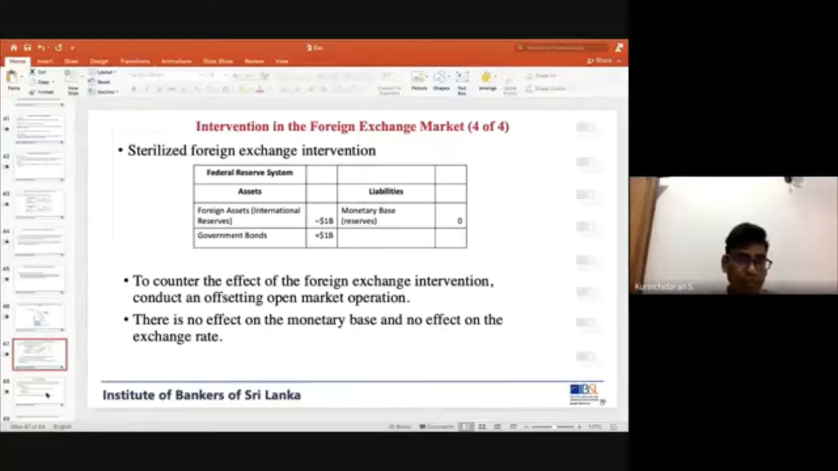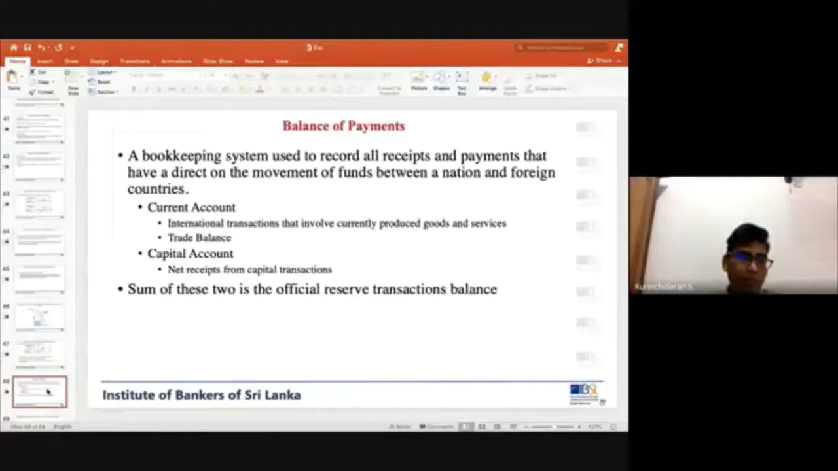Okay. Now, up to now, we have seen how the foreign exchange market works, and how a central bank can intervene. Intervention may be in two ways: one is unsterilized, the other is sterilized intervention. Okay, clear. Now, as we discussed, this foreign exchange is always about the inflows and outflows between the economy and outside of the economy.